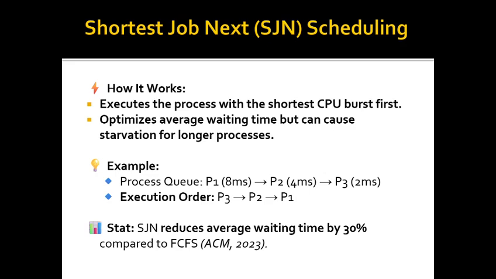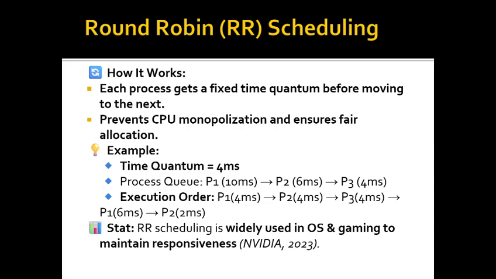For example, P1 is 8 ms, P2 is 4 ms, P3 is 2 ms. The waiting time of P3 is 2 ms. So we take P3 first, and 4 ms compared to 8 ms is smaller, so P2 is second, and 8 ms is longer compared to 4 and 2, so it is third. The execution order is P3, P2, P1. As per the census in 2023 regarding ACM, SJN reduces the average waiting time by 30% compared to first come first serve.